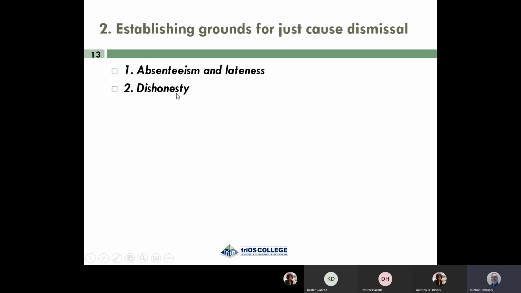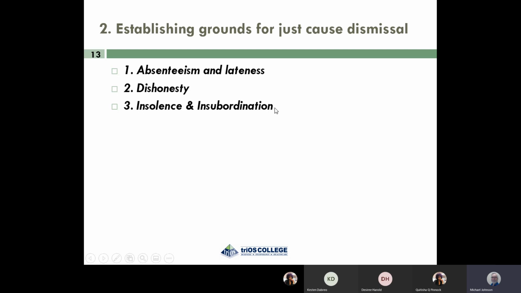Dishonesty is another significant one. Again, if you are dishonest, chances are other people are going to become aware of it. They are going to try to do the same thing. And this is one of the bad parts about dishonesty.